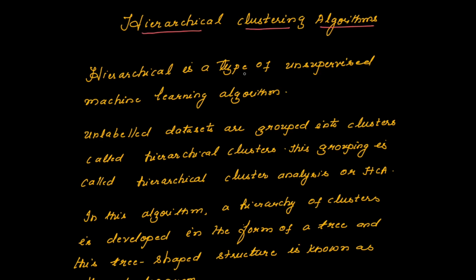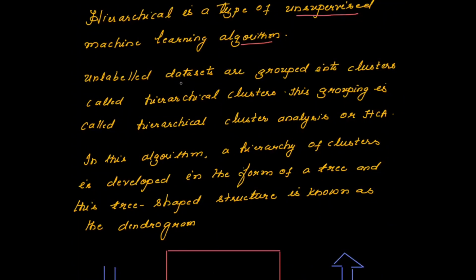Hierarchical clustering is a type of unsupervised machine learning algorithm. Here the data set does not have any label. When we say unsupervised, what does it mean? There is no supervisor. Unlabeled data sets are grouped into clusters called hierarchical clusters. This grouping is called hierarchical cluster analysis, or in short HCA.